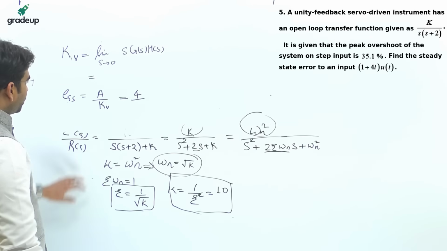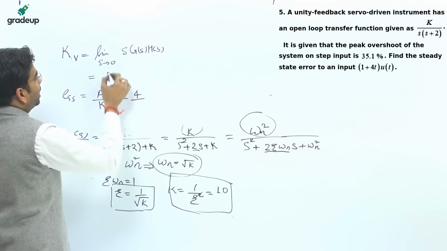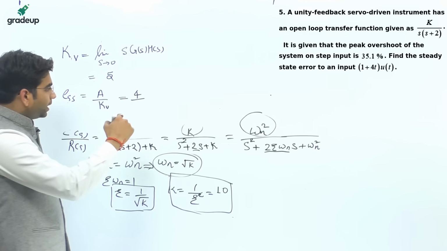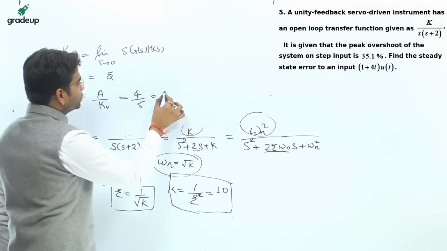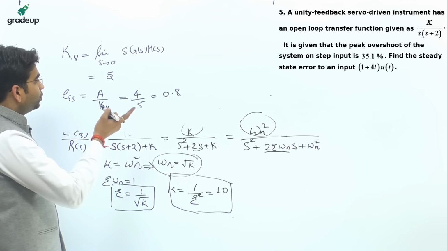What will the Kv value be, coming from this place? G(s) H(s). Okay, after you solve it, it will be 5 from this place, putting s equal to 0 in the equation. So it will be 4 by 5, that is 0.8. Okay, then the very next thing you can get.